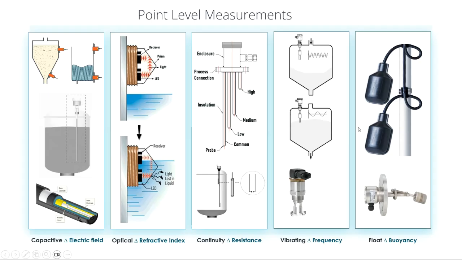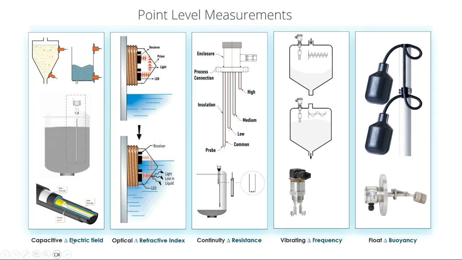For level measurement, you can use discrete control, digital control. For example, you want to know if the level is at a particular height or at a particular level. For this one, you can use switches. These are level switches, and these are some of the various technologies that we use.